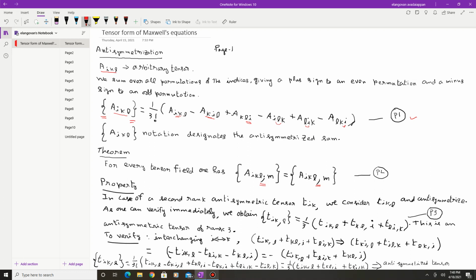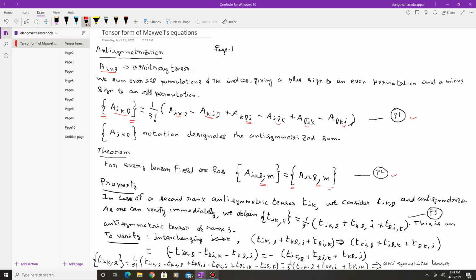So the covariant derivative of A_ikl with respect to m is the same as the normal derivative of A_ikl with respect to m, and the bracket represents anti-symmetrization. If you first take the covariant derivative and anti-symmetrize, it is the same as taking the normal derivative and anti-symmetrizing. Both are equal. This is property P2, because we are going to use this property in the further discussion.